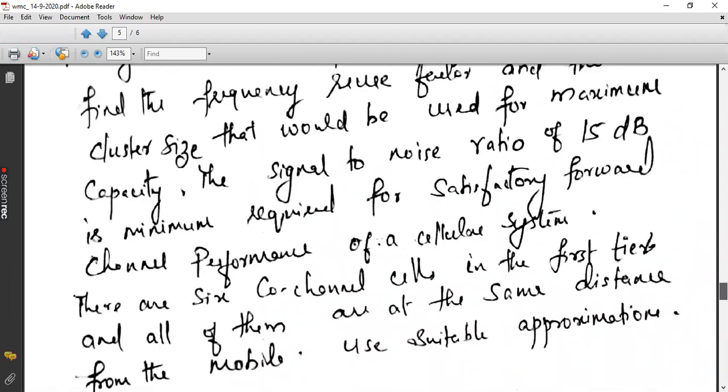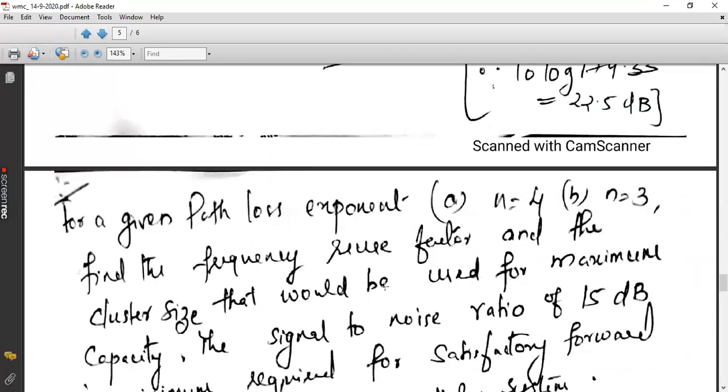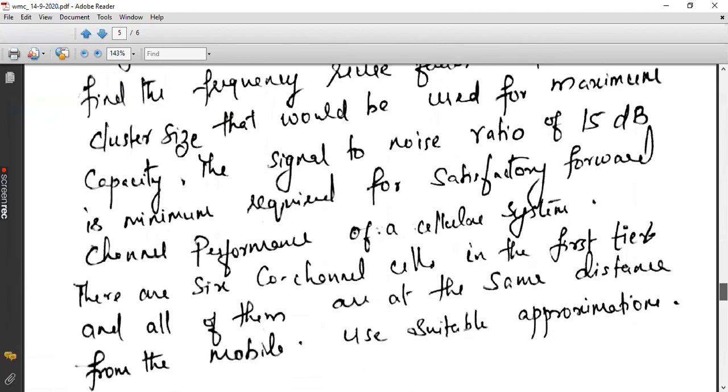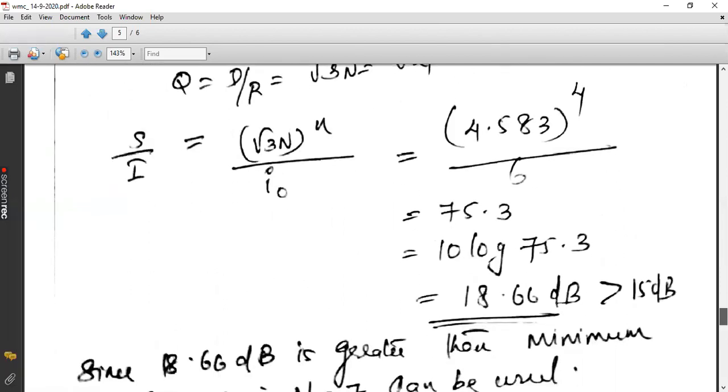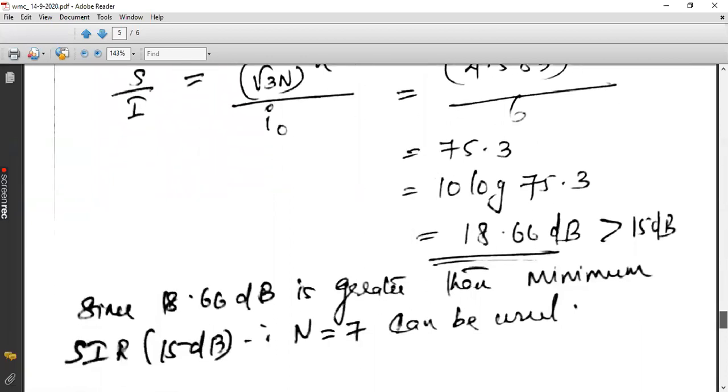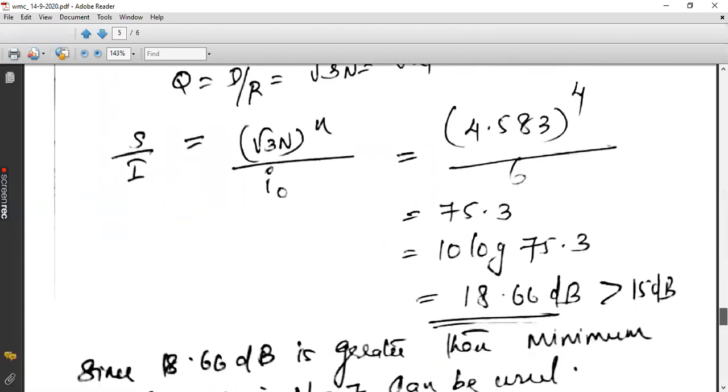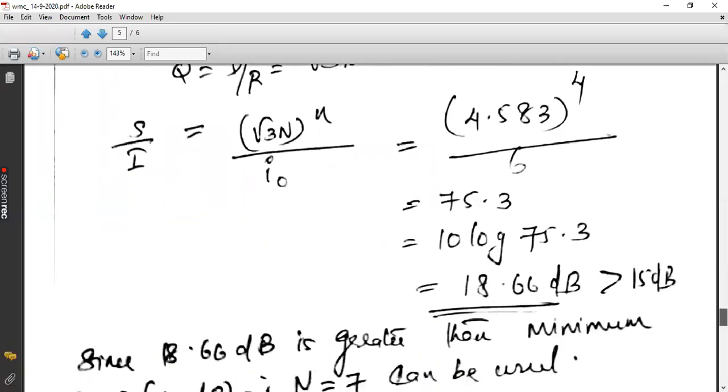So for the same parameters, when the path loss exponent n equals 4, you are using the cluster size as 7. But when the path loss exponent is 3, you are using the cluster size as 12. So when you change the cluster size from 7 to 12, your signal to interference ratio will vary, and the system designers have to select an appropriate value of cluster size so that the signal to interference ratio is greater than the threshold minimum requirement. Okay, if the minimum requirement is 15 dB, we need to maintain the SIR value greater than 15 dB.